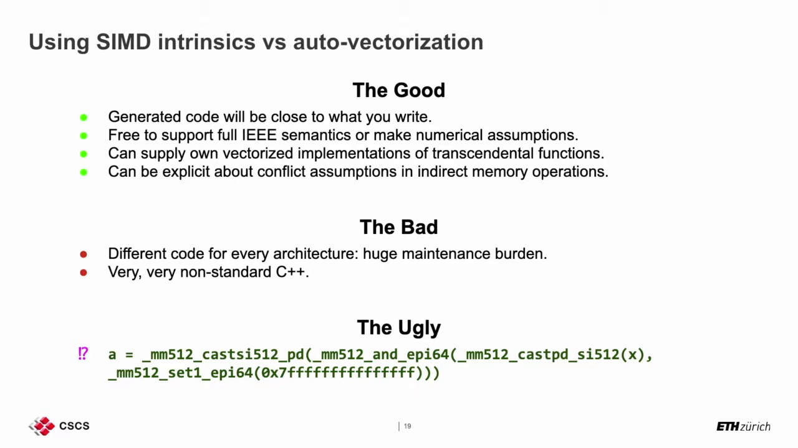You can write your own transcendental functions. I could write a version of exp, for example, that uses vector operations all the way through, so I can do 4 exponentials at a time, which is a huge benefit. And I can be quite explicit about scatter conflicts. I will use the intrinsic which says do a scatter because I know that my values are independent, for example, my indices are independent.